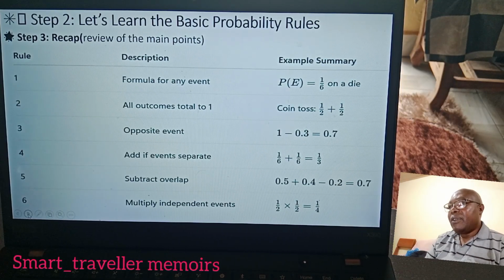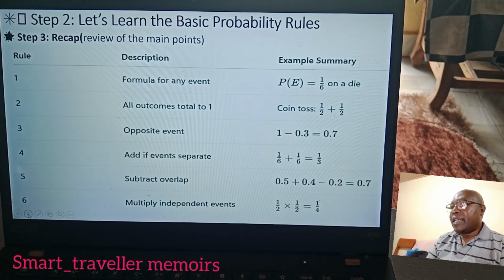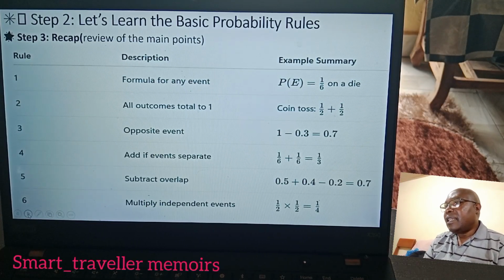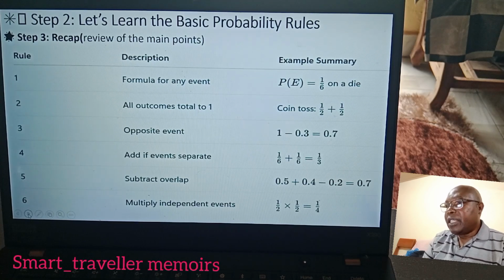And number 5, subtract overlap. This is where you have events sharing some members, all right? And therefore you have the probability 0.5 plus 0.4 minus 0.2 is 0.7.